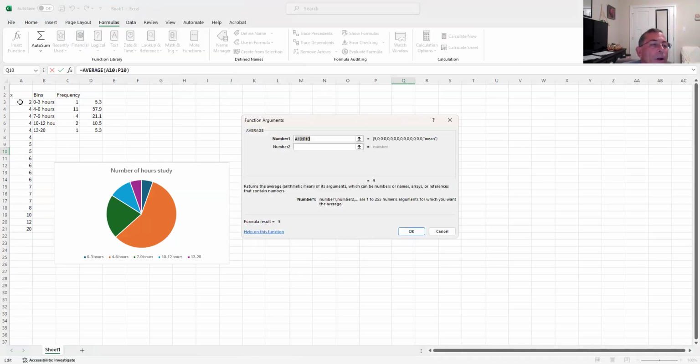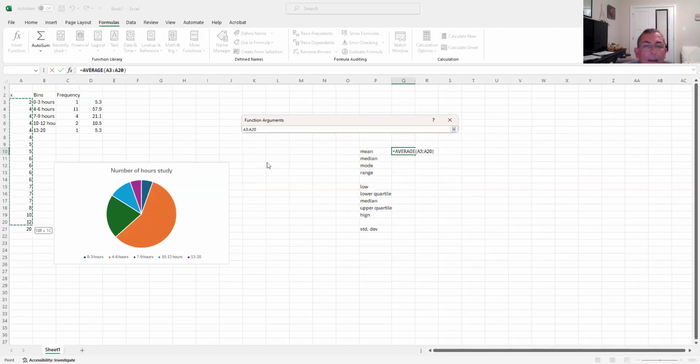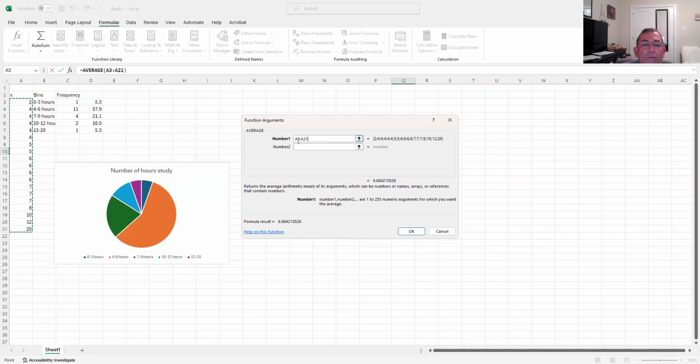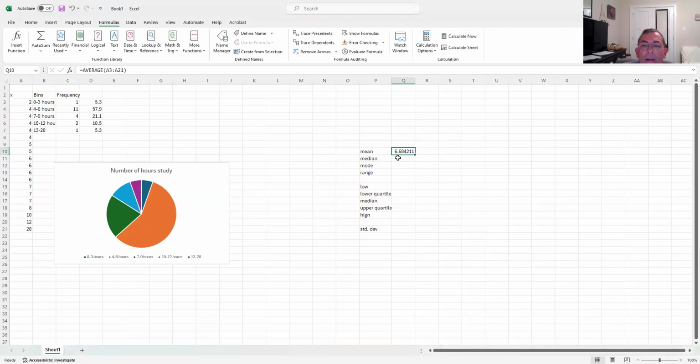And then I'm going to come over here and highlight my first column of data. So this is saying they're going to do from A3 to A21. It's going to get me my mean, which is my average. So y'all want to hit OK. So my average of all this data was y'all spend about 6.7 hours studying a week for my class.